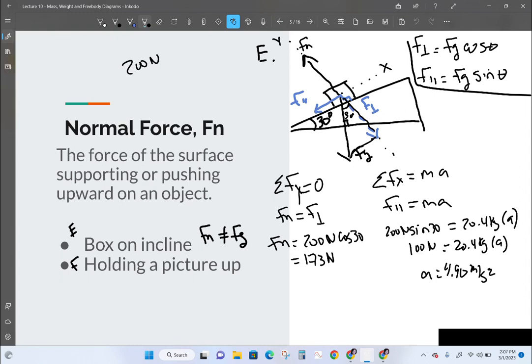All right. Oh, I'm holding up a picture. Okay, so let's just hold off on that one right now, and we'll do one like that later.